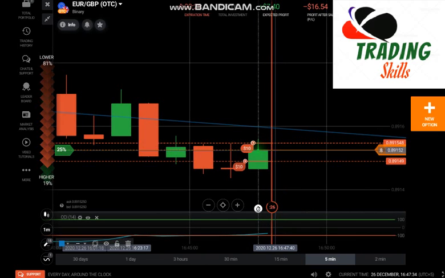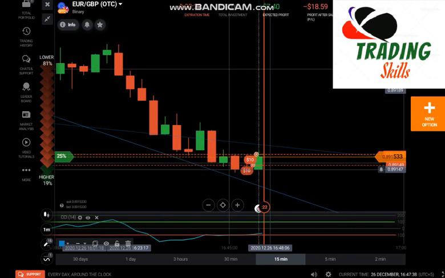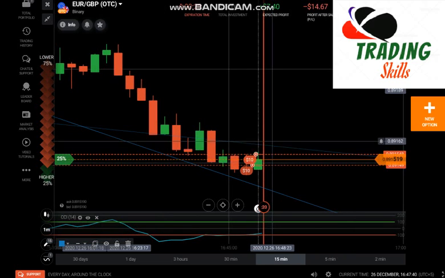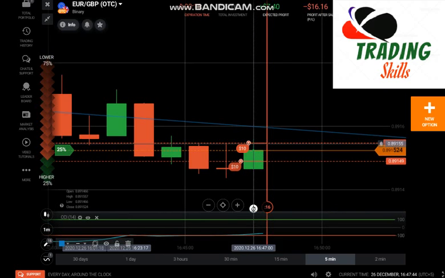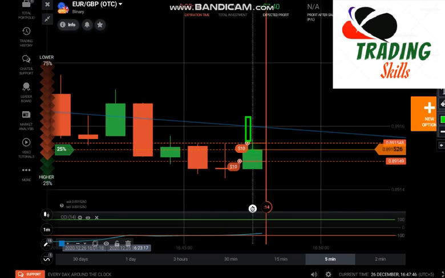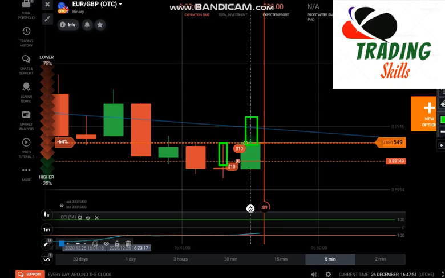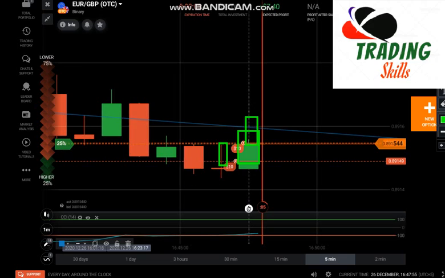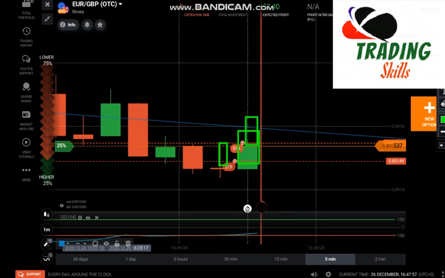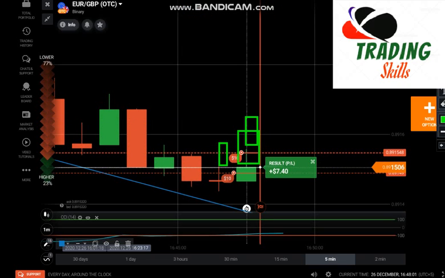Okay, it will come down because I have drawn each and every level here, and I am very much confident that the next candle will close below my entry point, and this entry point is very much secure. So you will see the candle will come down and will close below this entry point. You can see I won my trade here.